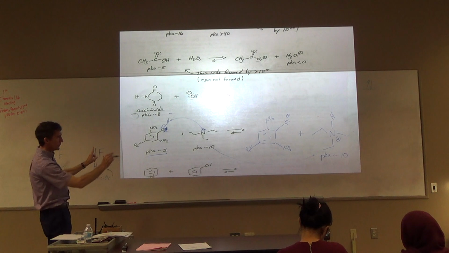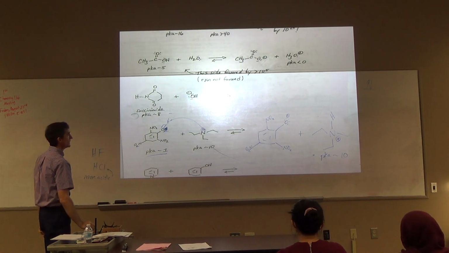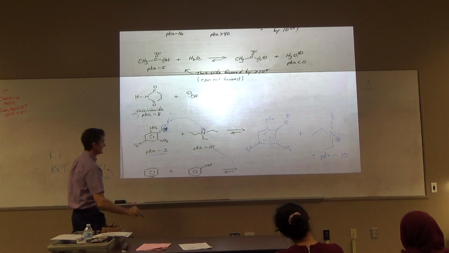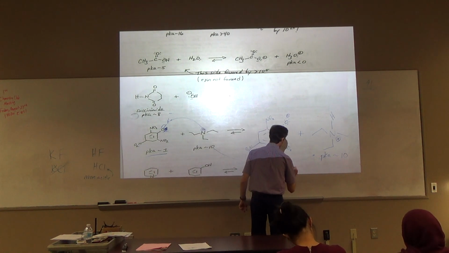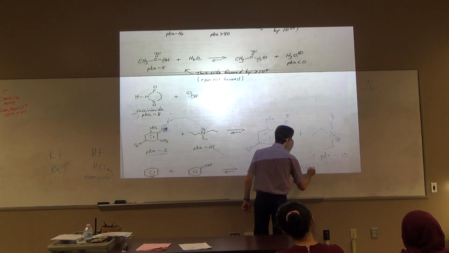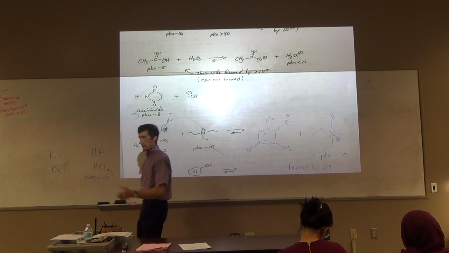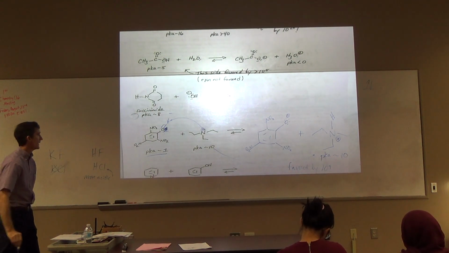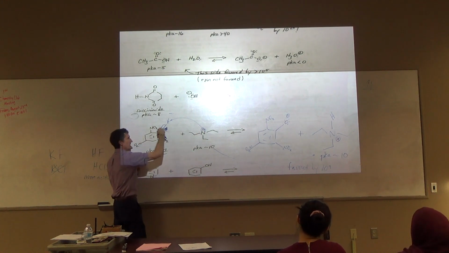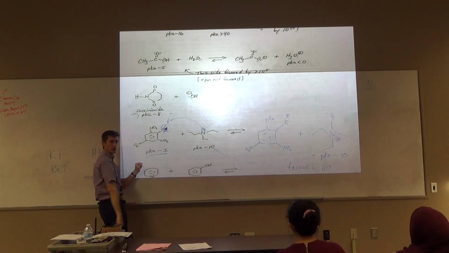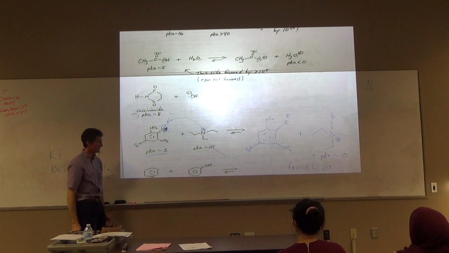So, which is favored, 1 or 10? 10. This side is favored by how much? 10 to the 9. That's a billion. Is triethylamine strong enough of a base to deprotonate this phenol? Yes.